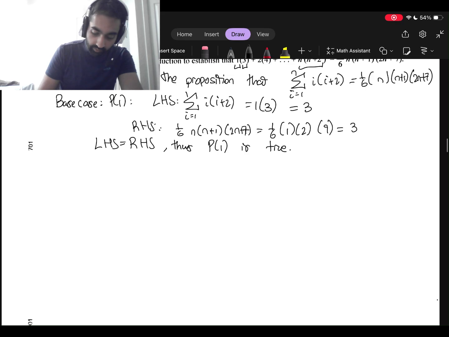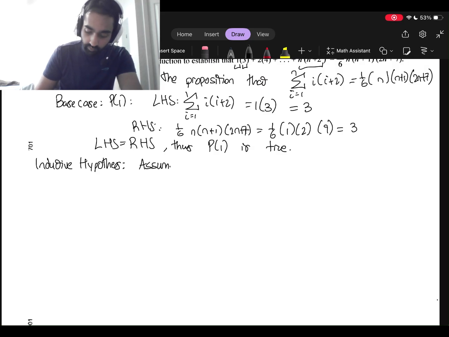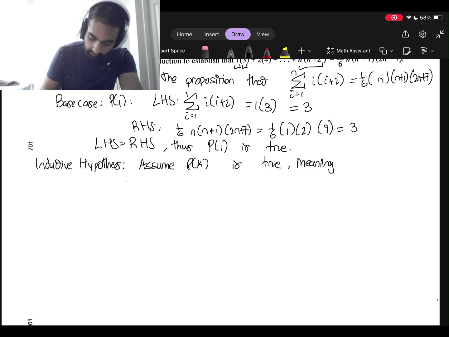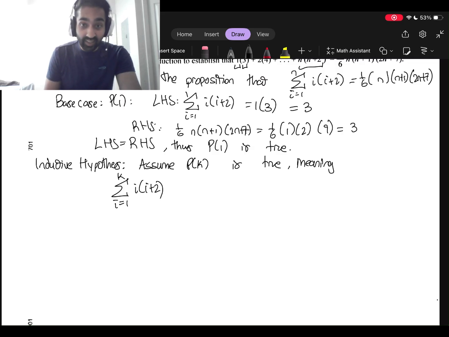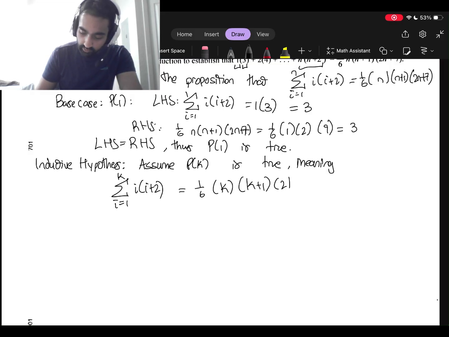Now we do what's called the inductive hypothesis. To remind you, we're going to assume that P of k is true. So let's write that down. Assume P of k is true, meaning that the summation i going from 1 to k of i times i plus 2, wherever I see an n, I'm putting a k now, is equal to 1/6 times k times k plus 1 times 2k plus 7. That's the inductive hypothesis, and we're allowed to assume that.